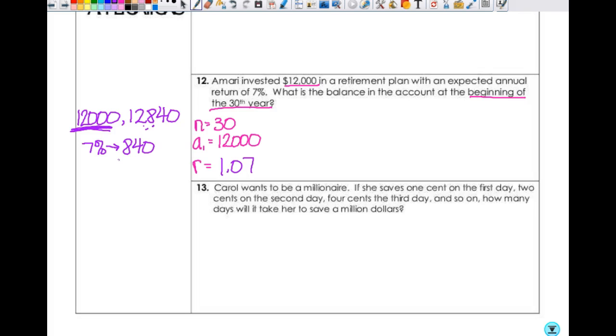We're good? All right, so now that we have that, I have everything I need. I want the sum for those 30 years. That's equal to A1, which is 12,000, times 1 minus 1.07 to the 30th power, all over 1 minus 1.07.